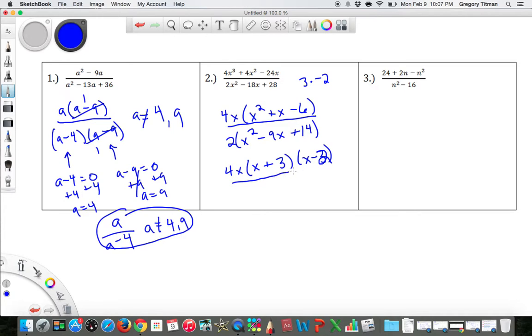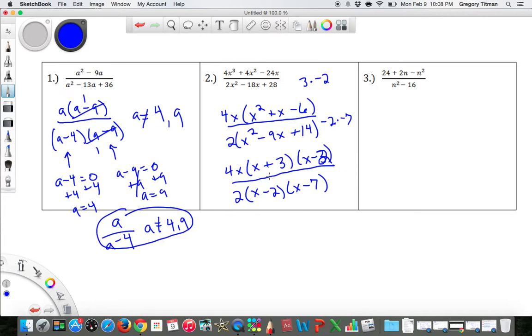And just like we said, over here, it's likely that one of the binomial factors is going to be either x plus 3 or x minus 2. It's fairly likely. So what factors of 14 have a sum of negative 9? Well, that would be negative 2 and negative 7. Negative 2 times negative 7 is positive 14, and they have a sum of negative 9. So our denominator is going to factor as 2 times (x minus 2) times (x minus 7).